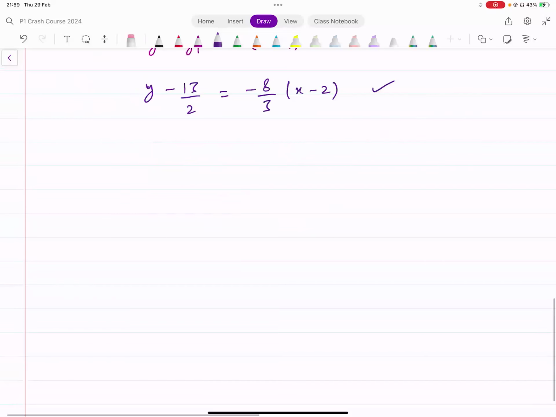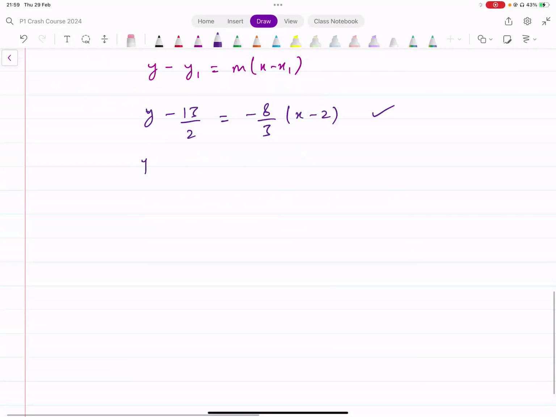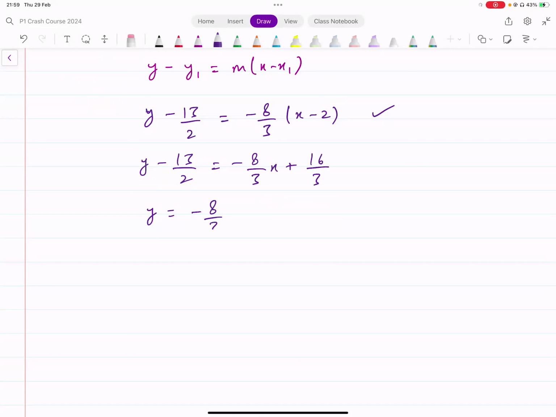If you wanted to simplify this, you can do that. You can say this is y minus 13 over 2 equals minus 8 over 3x plus 16 over 3. You take this constant to the other side. That will make it minus 8 over 3x plus 16 over 3 plus 13 over 2. You can see whatever that turns out to be.